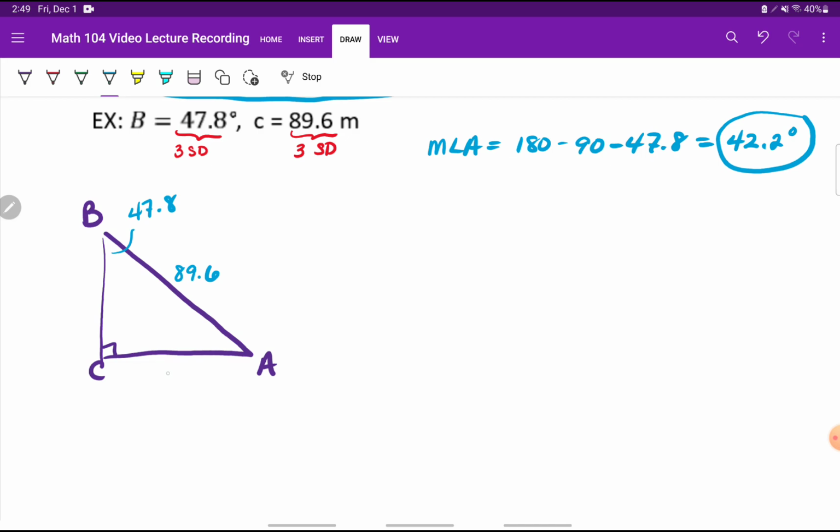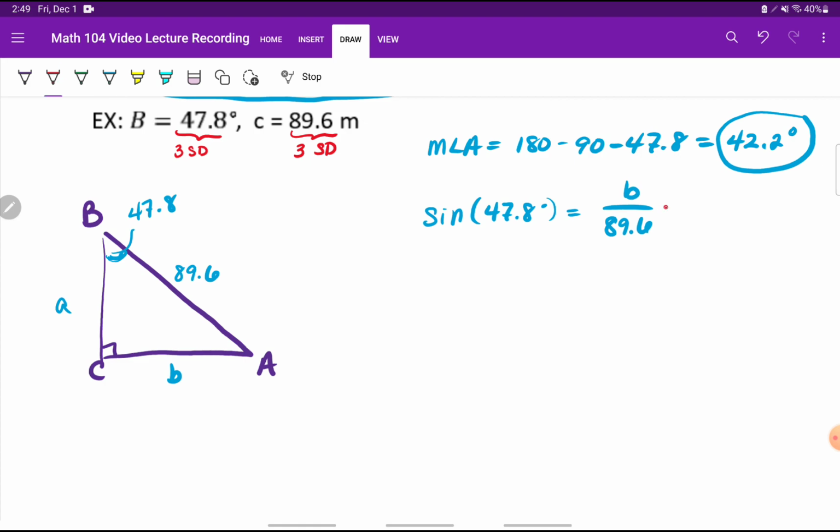All right, labeling my sides, this will be side B, this would be side A. And I'd probably just base everything off of angle B this time because that was my given angle. So to find side B, from my angle B, that's the opposite. And we know the hypotenuse, so opposite and hypotenuse is sine. Sine of 47.8 degrees will be equal to B over 89.6.